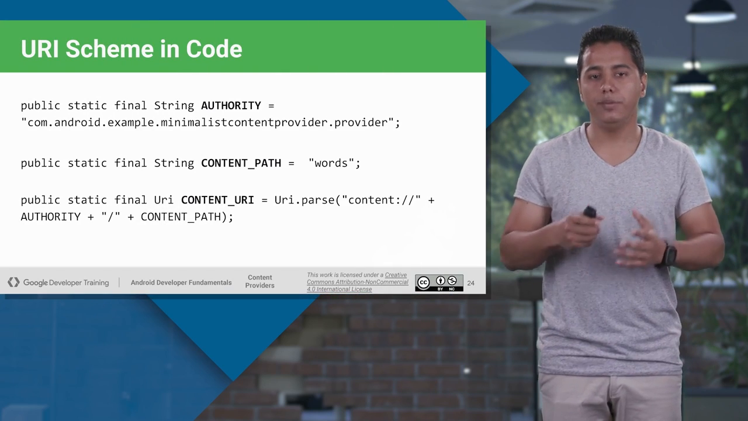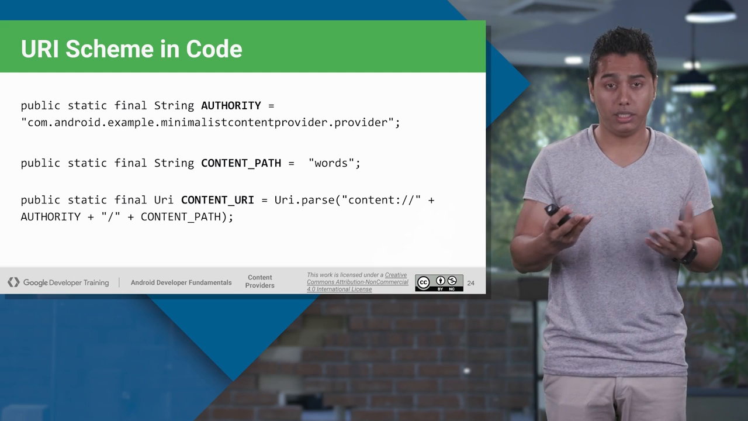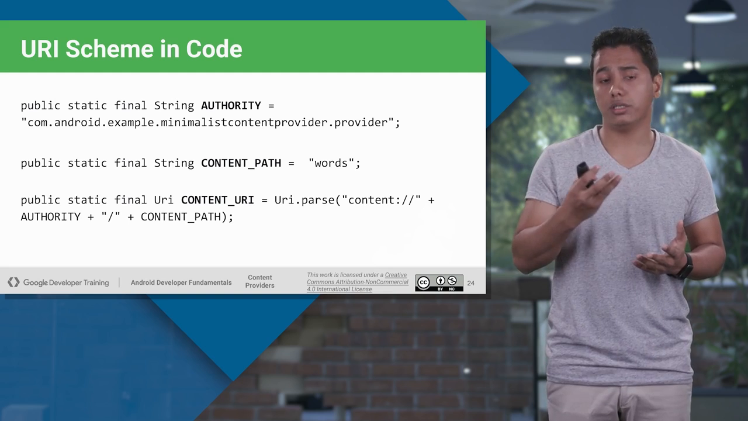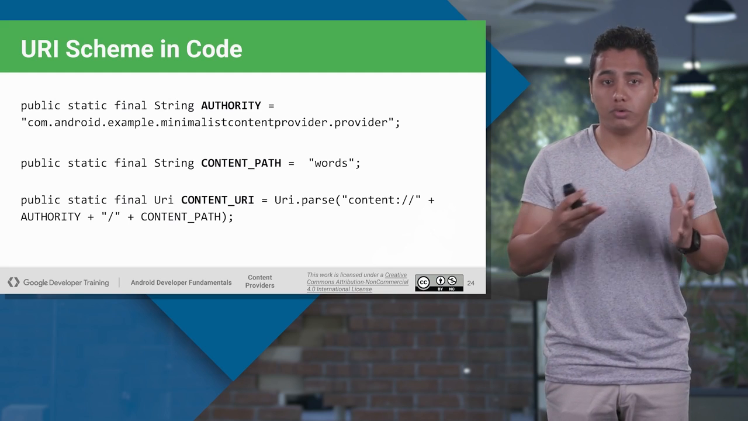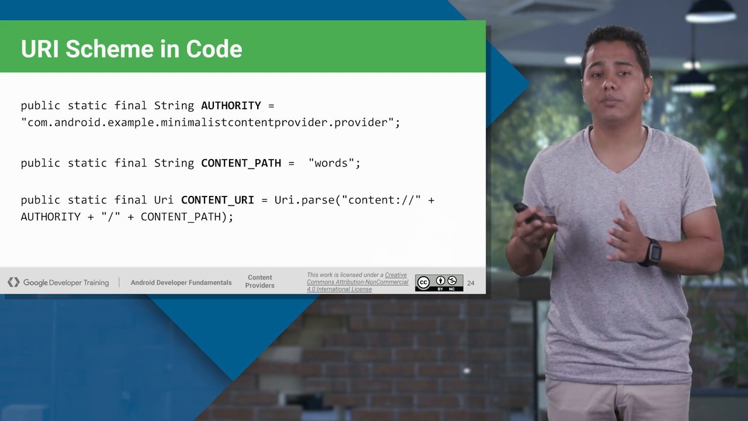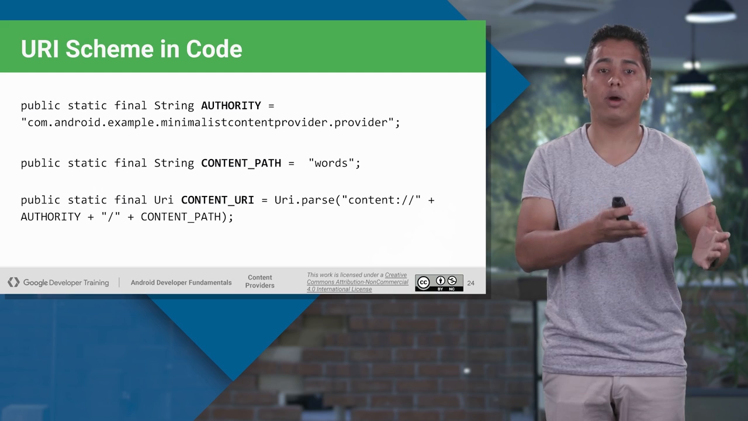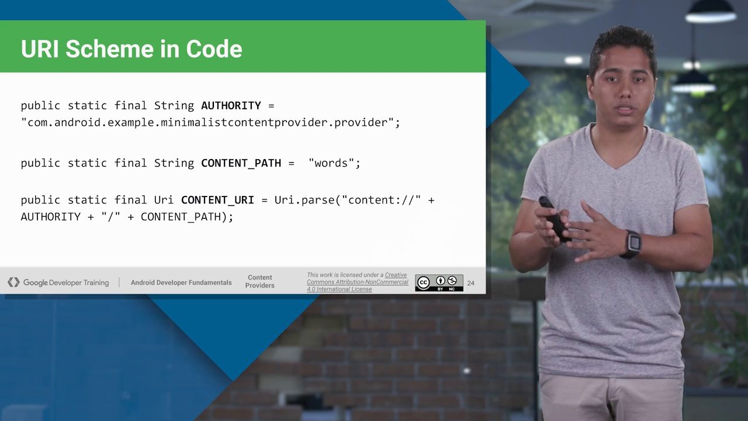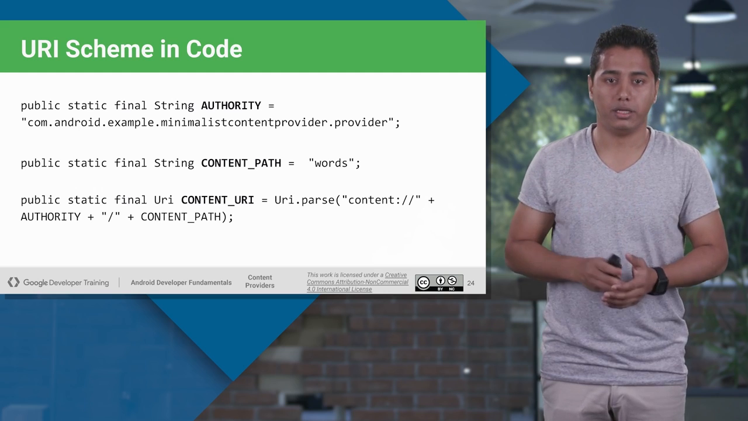So this is how you will define it in your code. You will provide the authority. It can be anything, like I told you. In our case, it is com.android.example, whatever provider name you want to give, and then provider, as is customary. And then we provide the content path as words. That is, words is my table here right now.